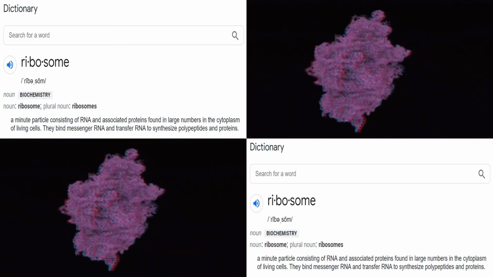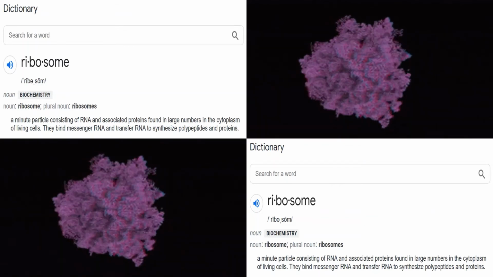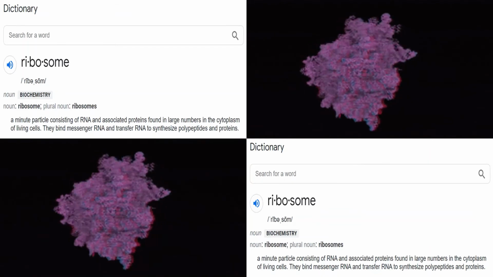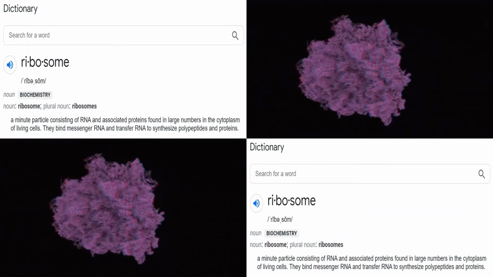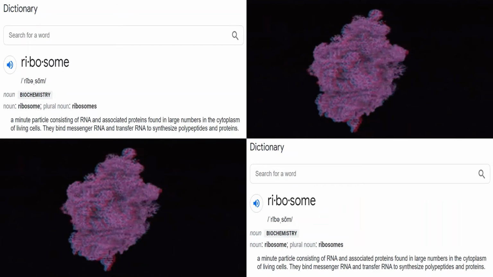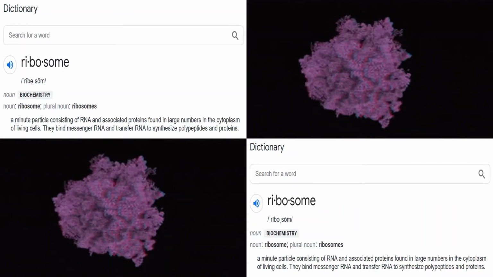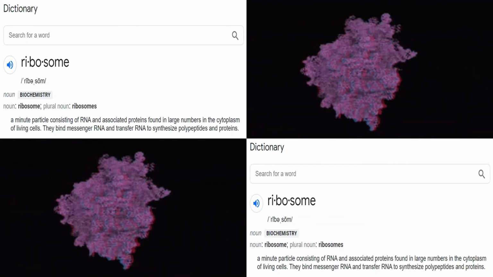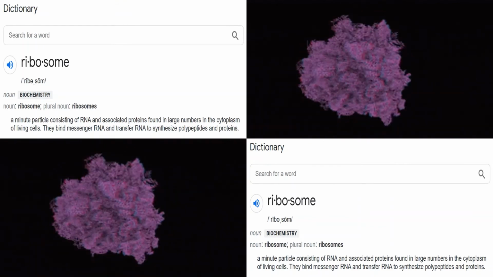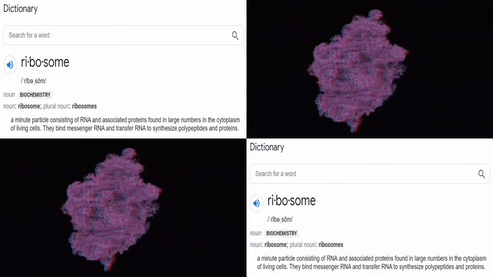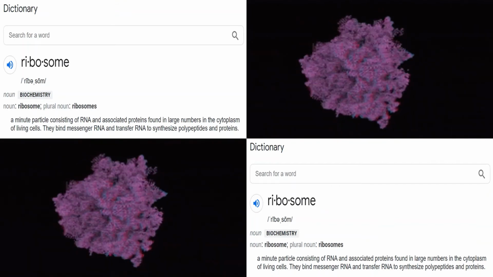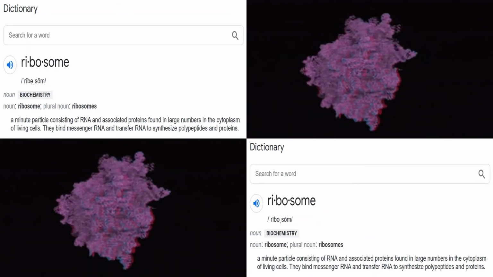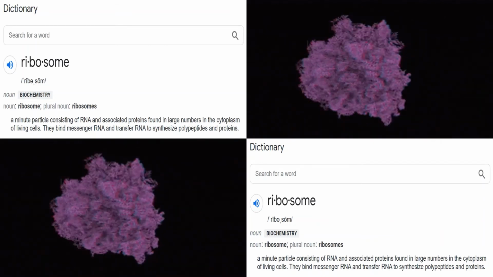Next, ribosome. Very, very important. Ribosomes are essentially just a little tiny blob of protein, and their job is to make proteins. As we can see in the definition, a ribosome is a minute particle consisting of RNA and associated proteins found in large numbers in the cytoplasm of living cells. They bind to messenger RNA and transfer RNA to synthesize polypeptides and proteins. That we're going to talk about in a future video as well.